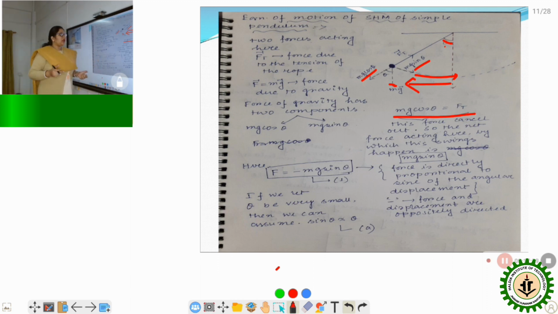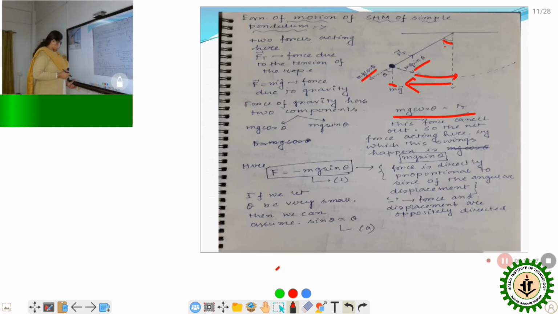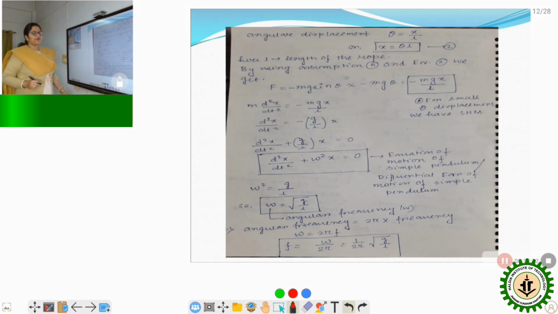Now, if you remember, I mentioned that we can call an oscillation a simple harmonic motion if its theta is very small. If theta is very small, then we can assume that sin theta equals theta. Okay. So from here we can write F equals minus mg theta. Now what is this theta? This theta is basically x by L.